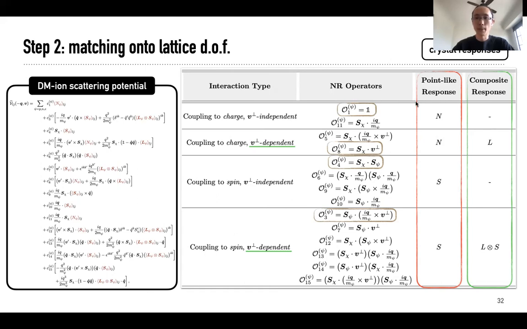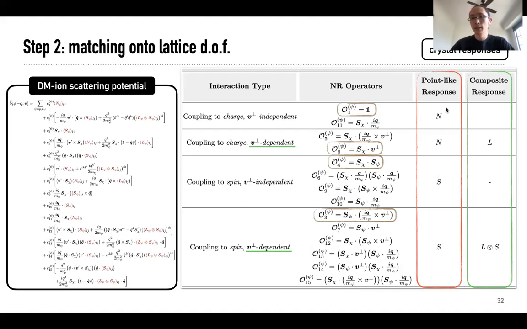So first of all, every operator will give rise to either a coupling to the particle number or a coupling to the spin, the total spin. And in addition, for the velocity-dependent operators, we also get a coupling to the orbital angular momentum, or spin-orbit coupling. And so these quantities are what we refer to as crystal responses because they play a very similar role as nuclear responses in the Fitzpatrick et al. calculation.